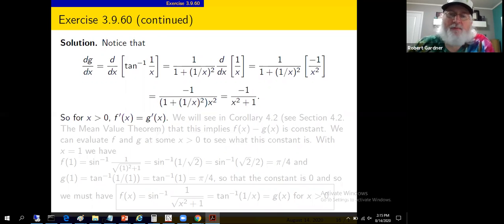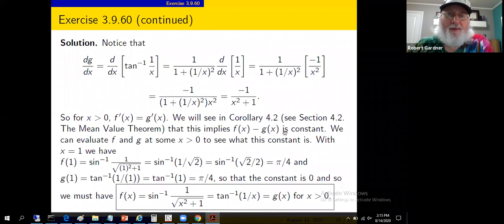Let me borrow a result from the future. It's not the distant future. It's, I don't know, about 3 or 4 sections down the road. We'll see in the future that if 2 functions have the same derivative, then those functions differ by a constant. And that shouldn't be surprising. Certainly, if the difference of the functions is a constant, then when I differentiate, I get this property here. The converse of that is also true, but we don't have the equipment to prove it yet. We will in section 4.2.